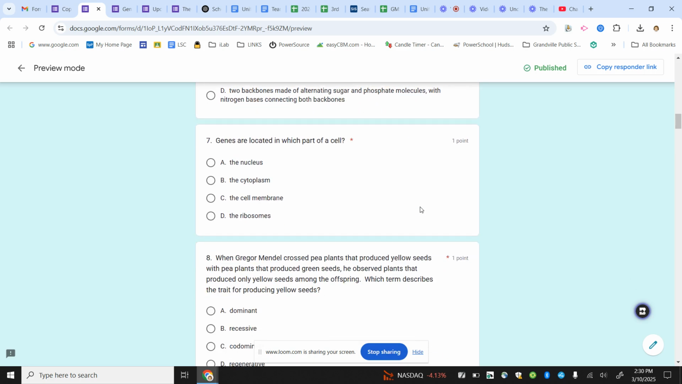Number 7, genes are located in which part of a cell? A, the nucleus, B, the cytoplasm, C, the cell membrane, D, the ribosomes.